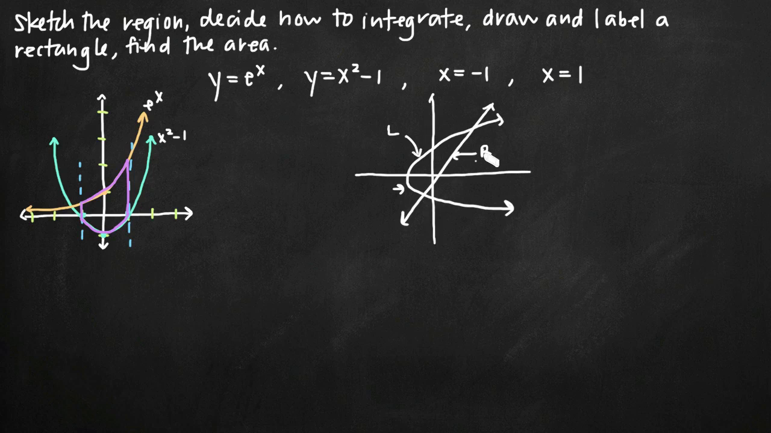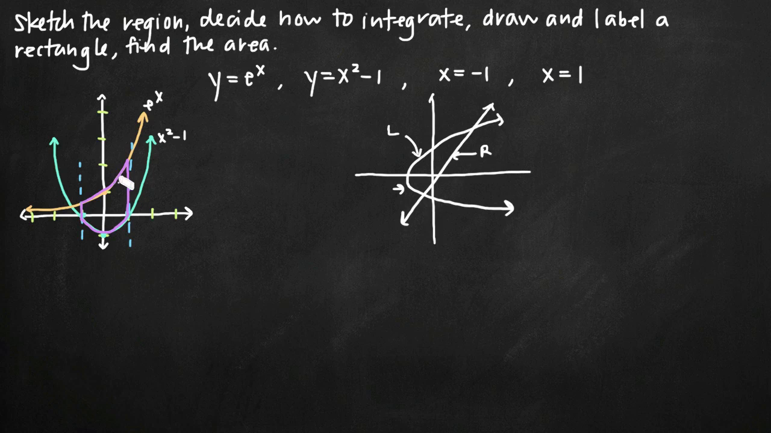In a case like this where we have a left curve and a right curve, we would want to integrate with respect to y. In our case where we have an upper curve and a lower curve, we want to integrate with respect to x. So we'll integrate with respect to x. We've made that decision. Now that we've made that decision, we can draw and label a typical approximating rectangle.